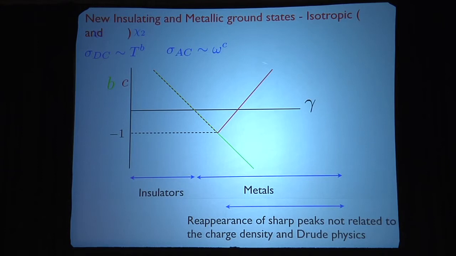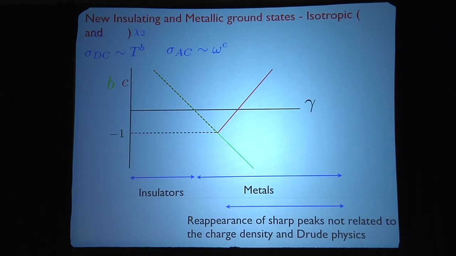If you just take one point down here, this says that sigma DC is diverging, but the AC conductivity is going to zero. If you think about that for a minute, it means that there must be some new spike in the optical conductivity, which is not true to physics. So we don't really understand this, but this seems to be a new feature of these holographic models.